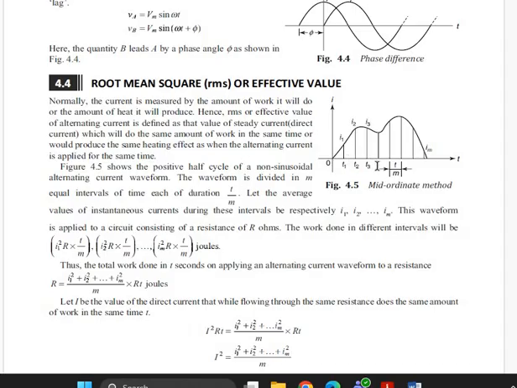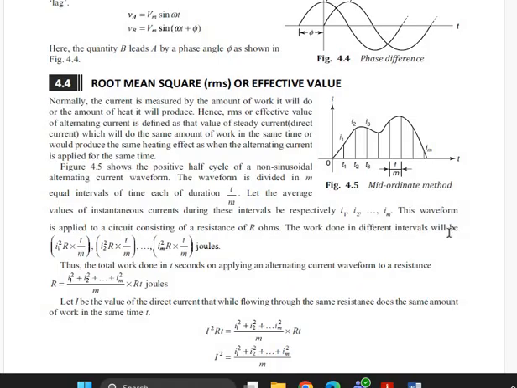So this figure shows the positive half cycle of a non-sinusoidal alternating current waveform. The shape is not sinusoidal. The waveform is divided in m equal intervals of time, each of duration T by m. Let the average values of instantaneous currents during these intervals be respectively I1, I2, I3, etc. up to Im. This waveform is applied to a circuit consisting of a resistance of R ohms.